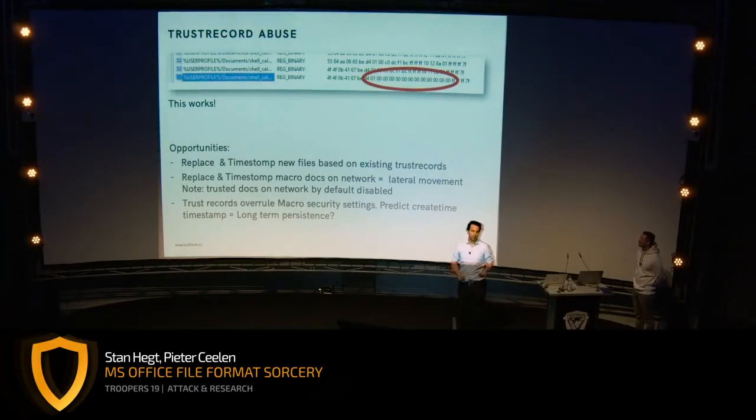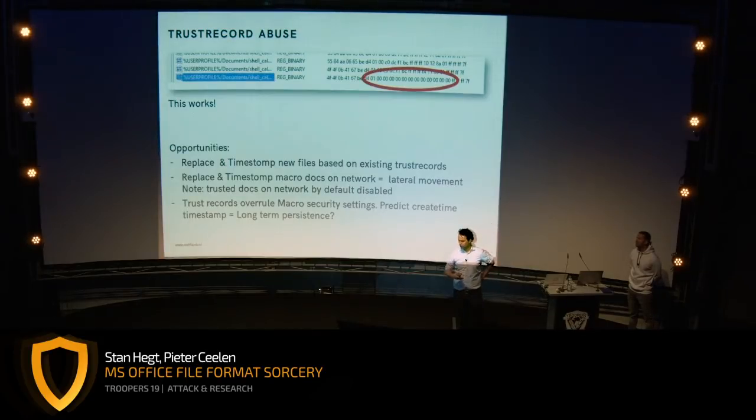You could even do this on the network. If people in a company have legit docm files or legit macros on the network, we can try to use this create timestamp and abuse it. We just need the timestamp, and that's sufficient. More interesting is that if we can predict this timestamp, we may have a way to bypass even future security controls a company may implement. So we may have long-term persistence, because trust records overrule this macro security high.